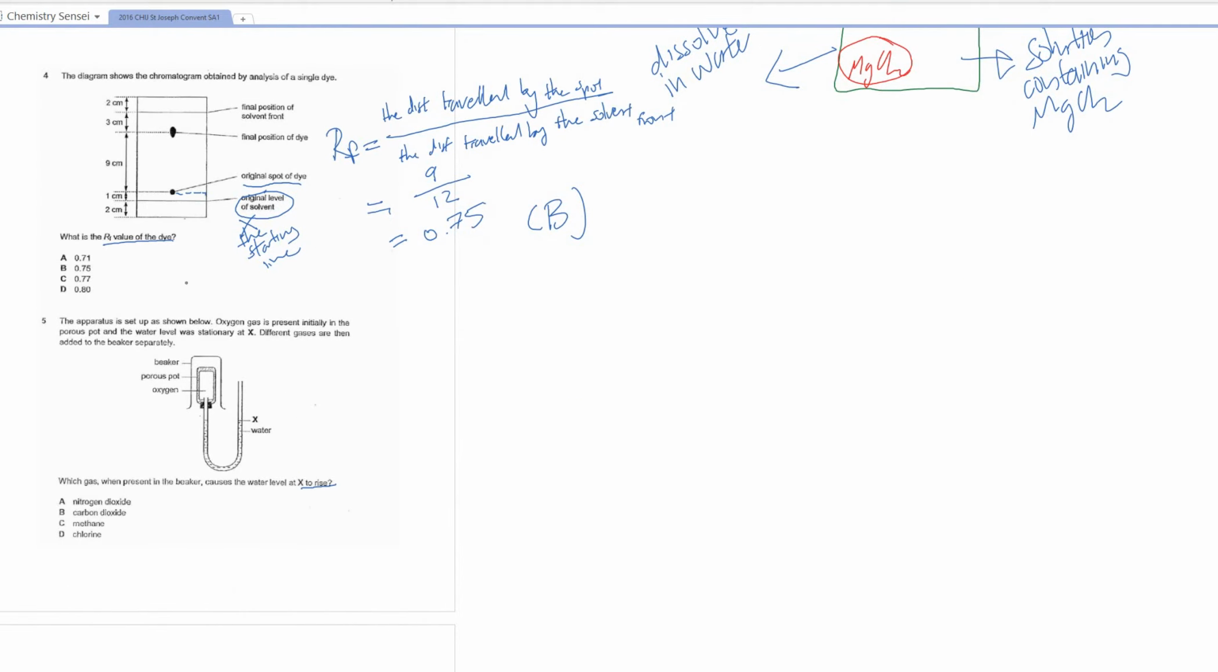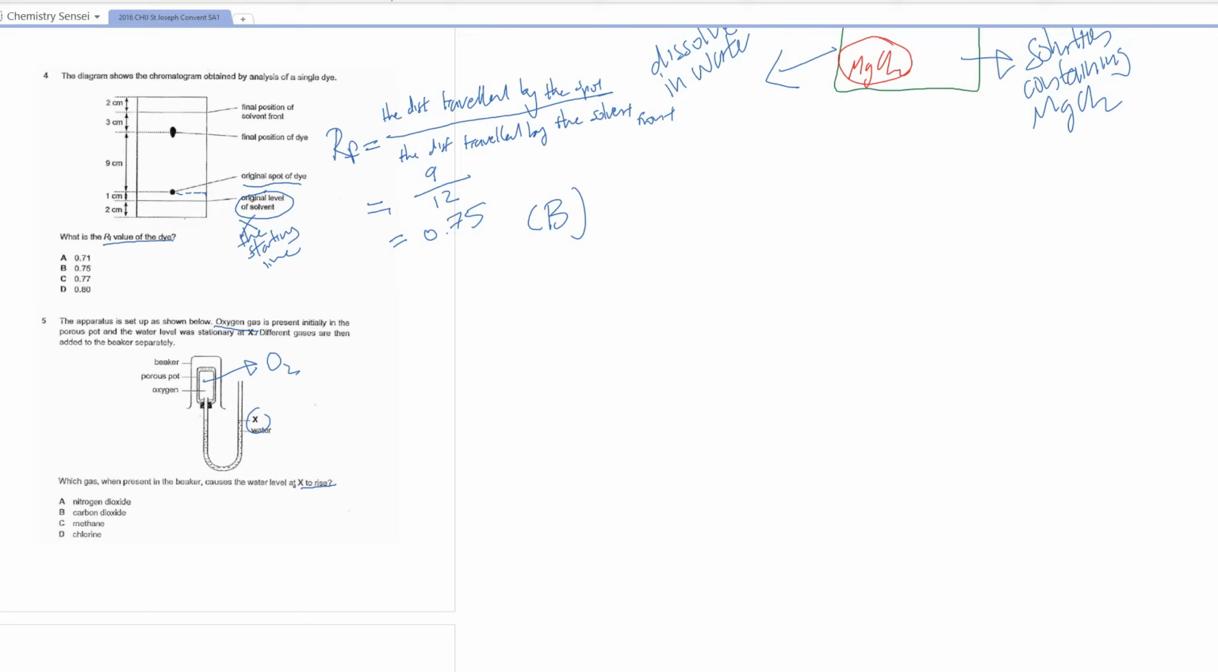Question 5. The apparatus is set up as shown below. Oxygen gas is present initially in the porous pot. So this is oxygen gas, and the water level was stationary at X. So here is X. Different gases are then added to the beaker separately. Which gas, when present in the beaker, causes water level at X to rise?